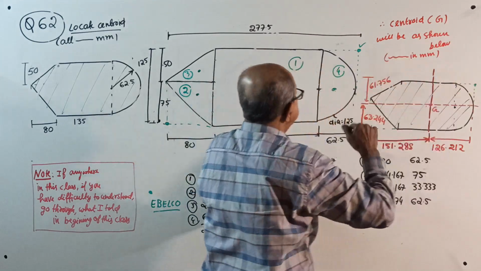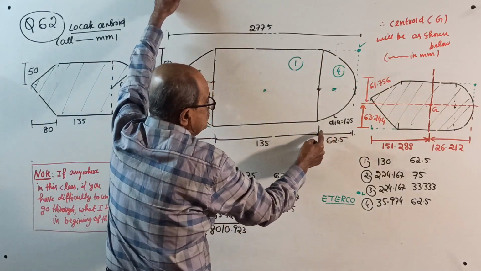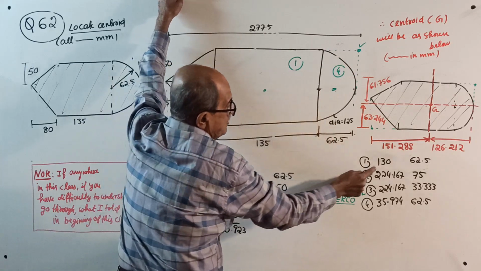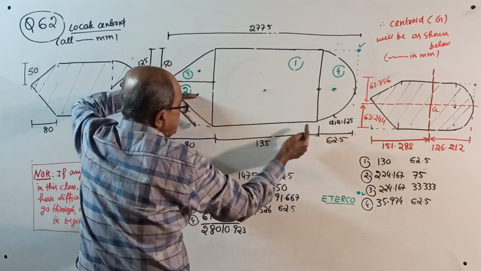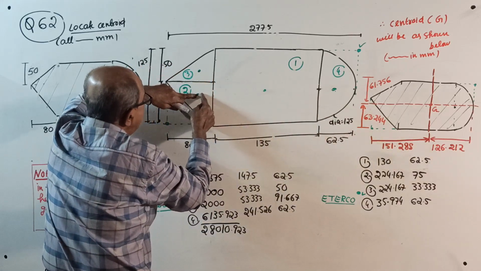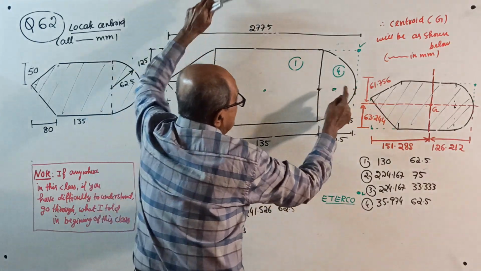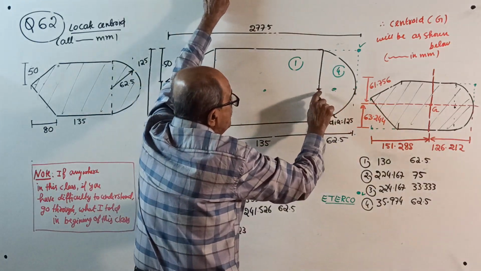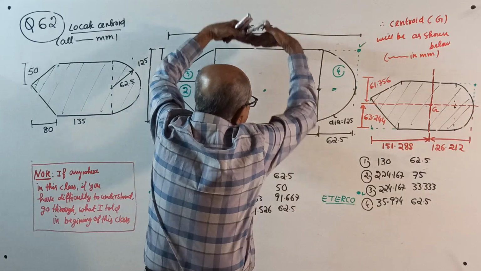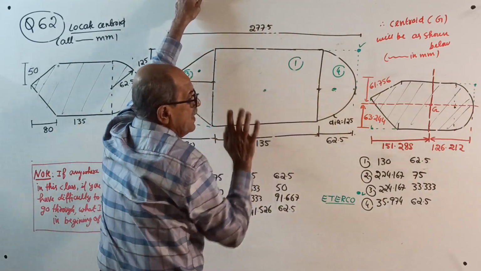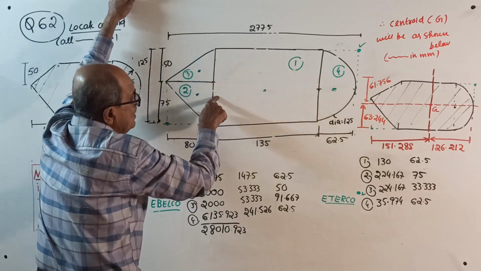Go for Aterco. When you go to Aterco, x: 62.5 plus half of 135. 2: 62.5 plus 135 plus 1/3 of 80. Same for 3 also. Fourth one, 62.5 minus 2d by 3 pi. Y: half of 62.5. 50 plus 1 by 3 of 75.